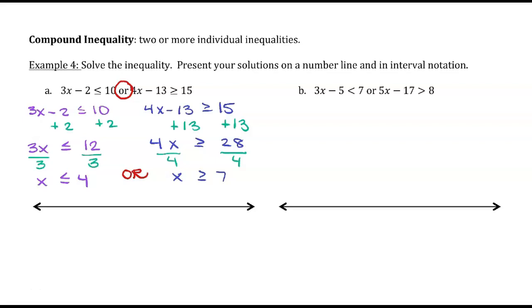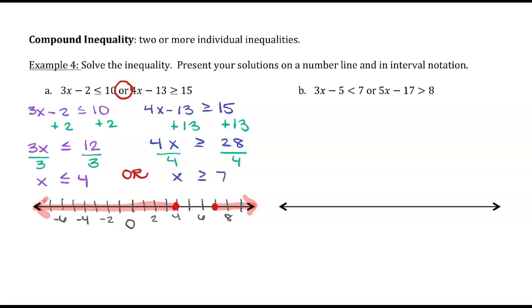Let's see what that looks like on a number line. Starting with our inequality of x is less than or equal to 4, that means x could be 4 or anything less than it. Our second inequality says that x can be greater than or equal to 7. That is, x can be 7 or anything greater than it. This is our solution set on a number line.